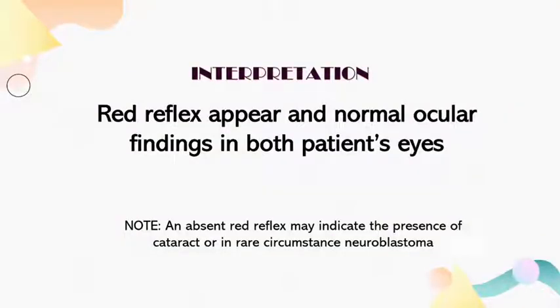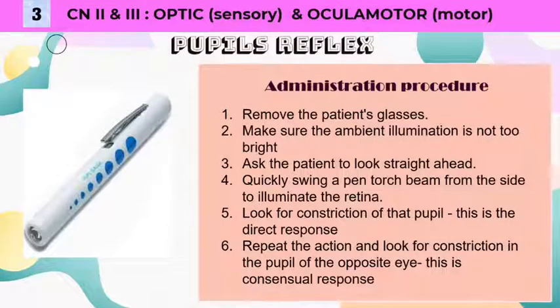Test interpretation: red reflex appears and normal ocular findings in both patient's eyes. Now, we want to assess the optic and oculomotor nerve. The first test is the pupil reflex test. The tool needed is a pen torch, and here is the administration procedure.